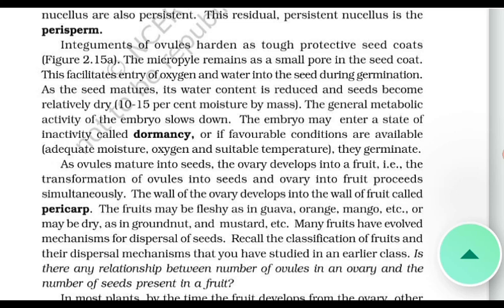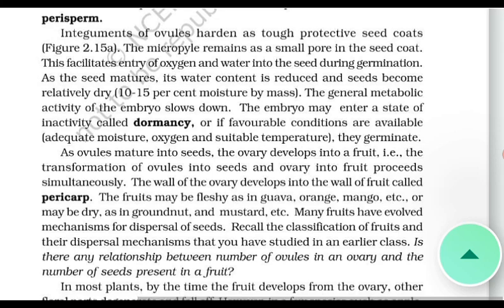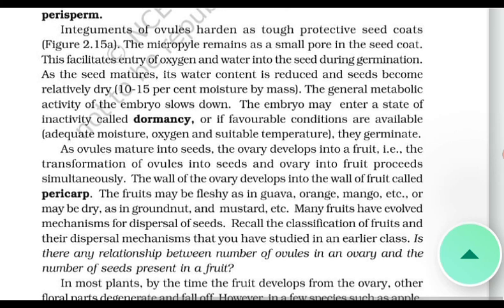Example: pea, groundnut, beans, before seed maturation, or it may persist in the mature seeds. Example: custard and coconut. In these, what happens? It persists in the mature seed. Its examples are custard and coconut. And be used up during seed germination.